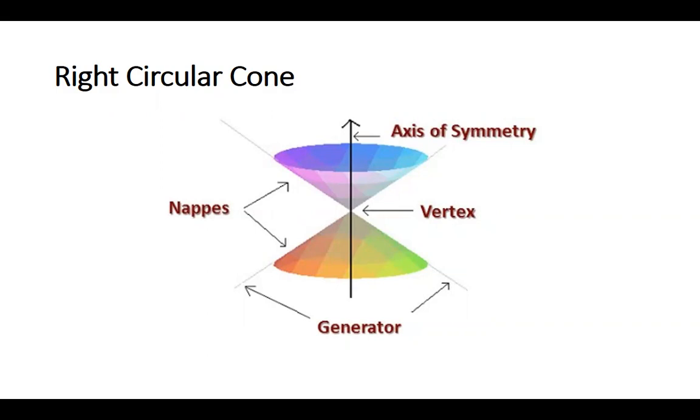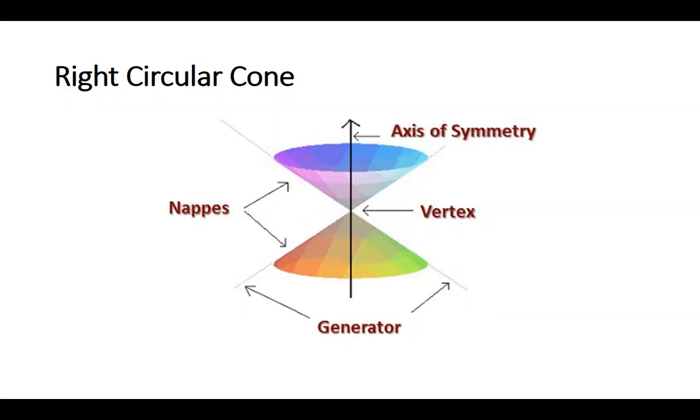So important terms you need to remember are axis of symmetry and the vertex. Nappes are not as important, and generators are just a term that we may refer to from time to time, but it's the axis of symmetry and vertex that are really your critical terms. So this is where conics come from: the right circular cone.